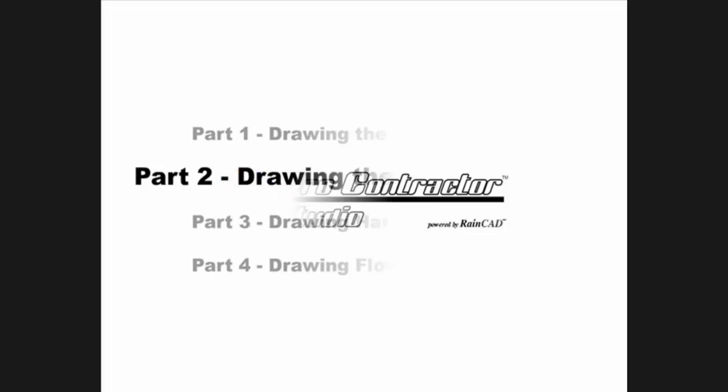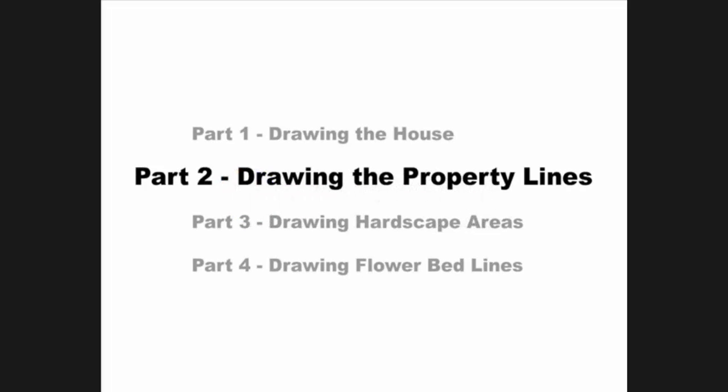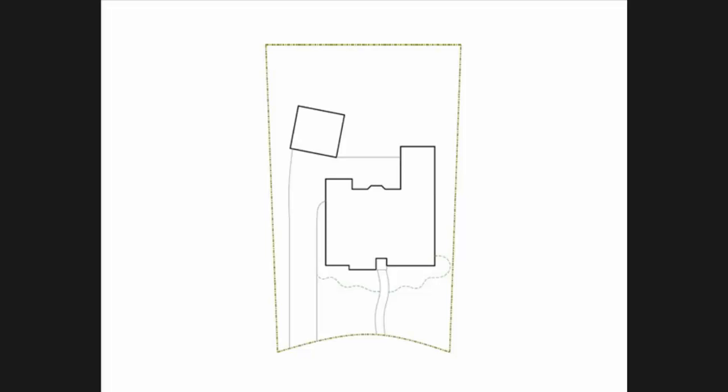In this 4-part presentation, we will demonstrate how to draft a piece of property. In Part 2, we will place the property lines around the house. We will draft this typical residence using these measurements taken in the field.